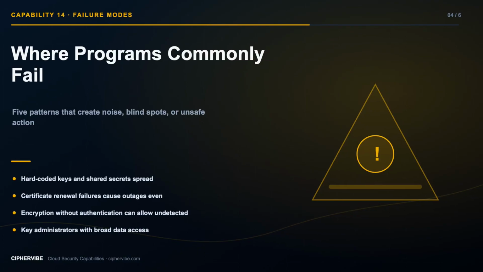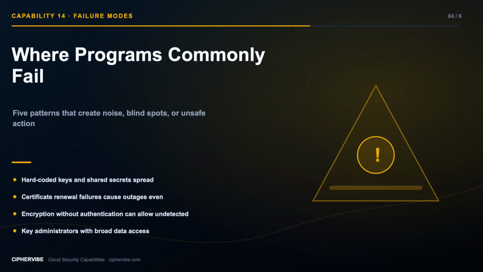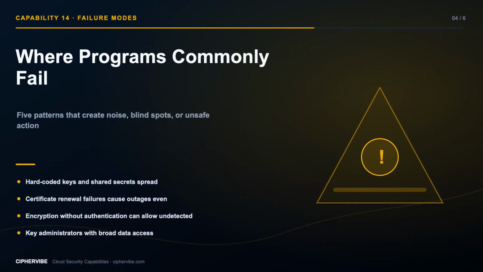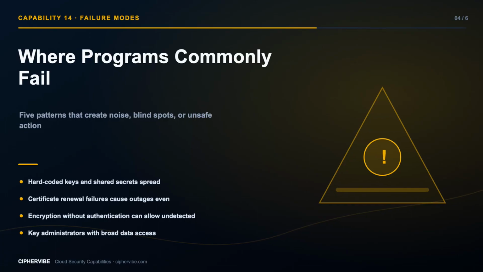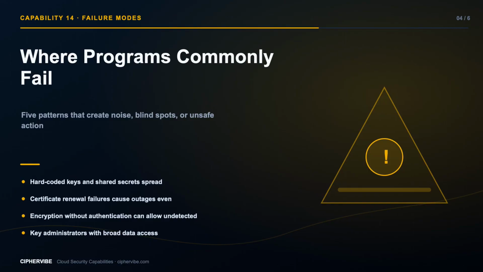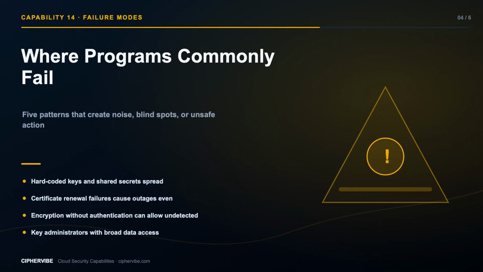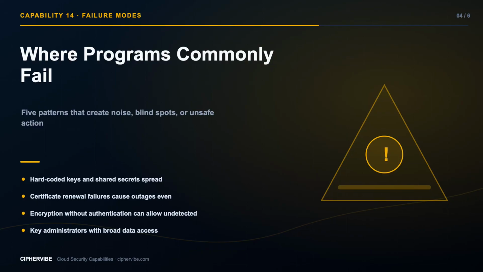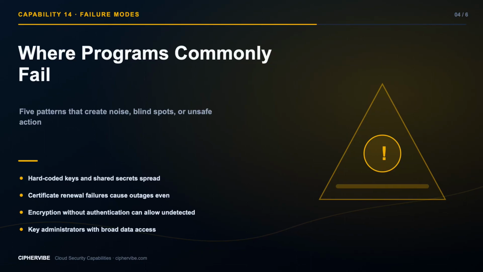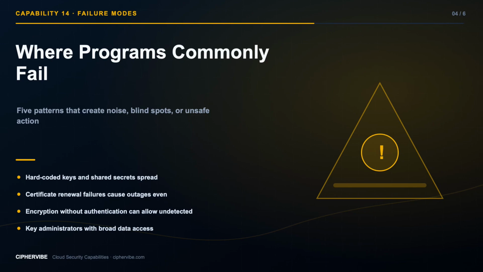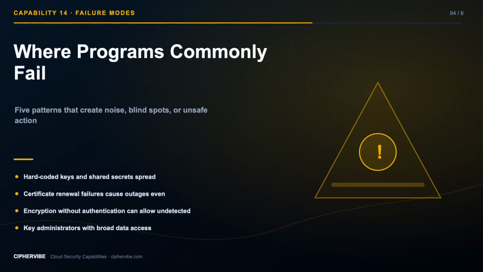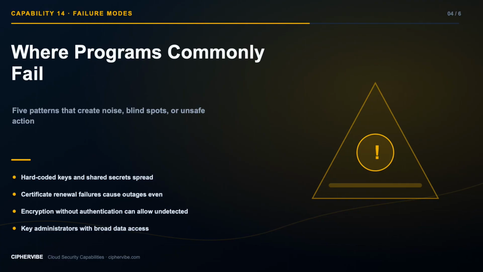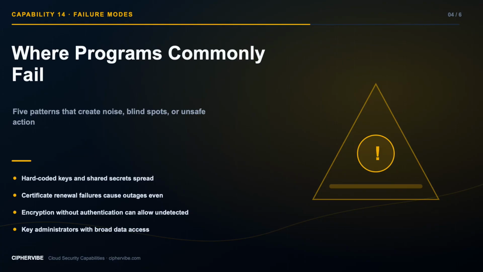First, hard-coded keys and shared secrets spread through repositories, images, backups, logs, and developer systems. Second, certificate renewal failures cause outages even when the underlying cryptography is strong. Third, encryption without authentication can allow undetected modification or protocol attacks. Fourth, key administrators with broad data access weaken separation of duties and increase insider risk. Fifth, unknown cryptographic dependencies make urgent algorithm migration slow and dangerous.